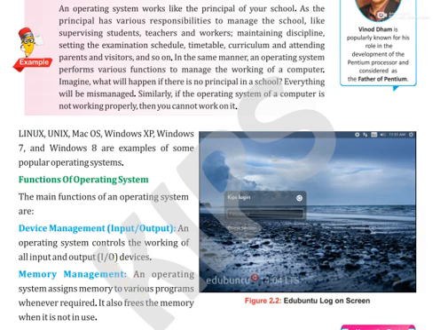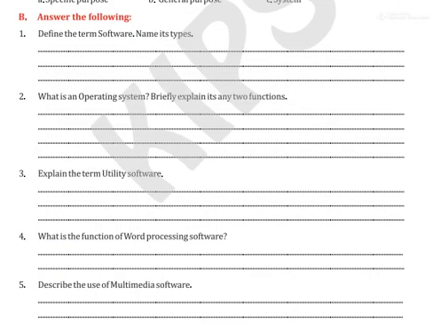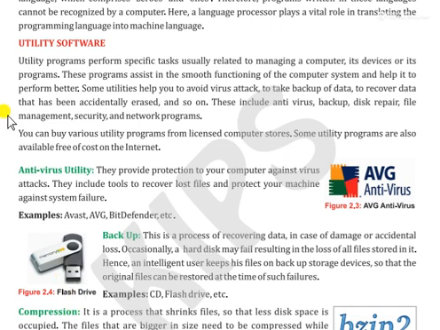Done. Now the third one, explain the term utility software. So here is your answer on page number 18. Utility programs perform specific tasks usually related to managing a computer, its devices or its programs. These programs assist in the smooth functioning of the computer system and help it to perform better. So this one is your answer number 3, utility software.